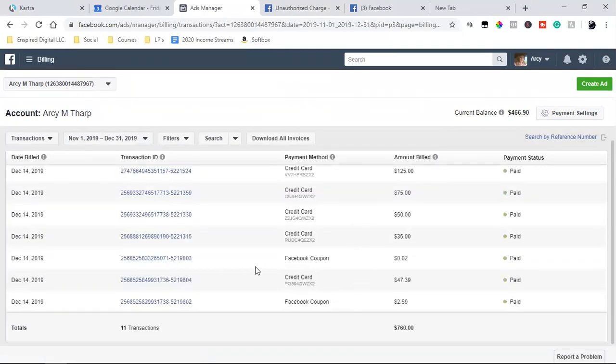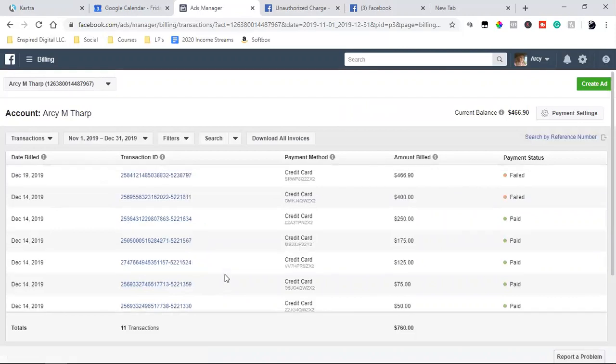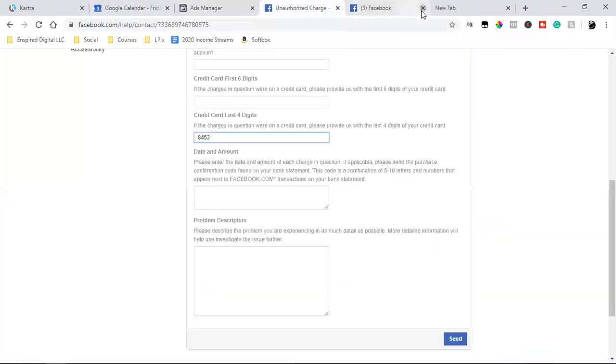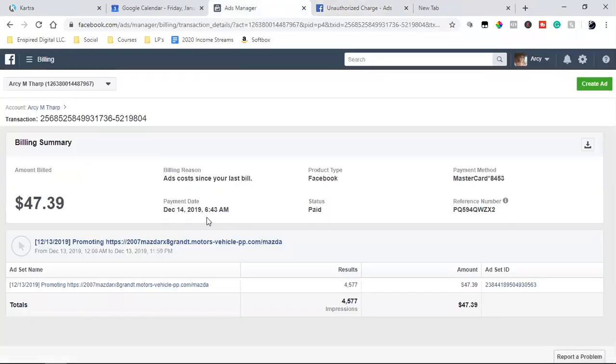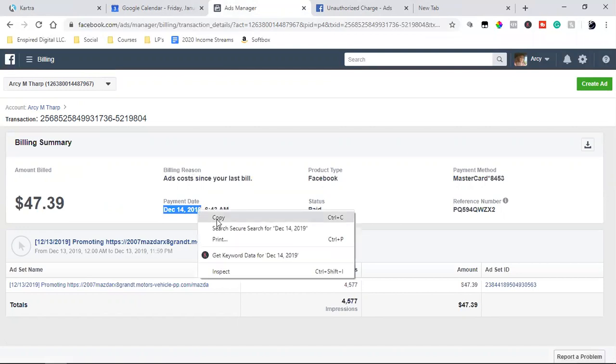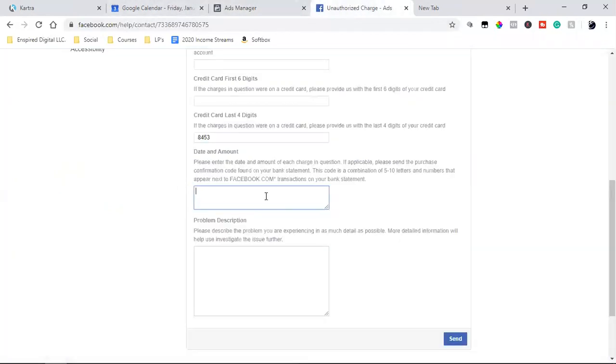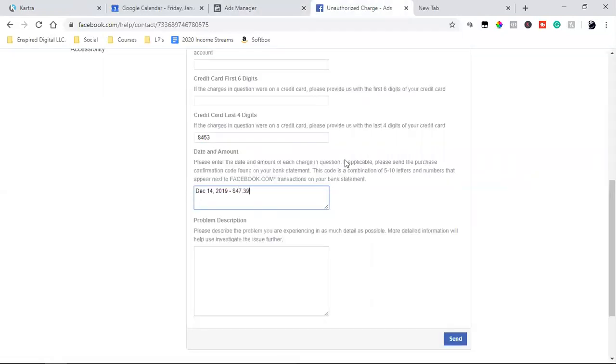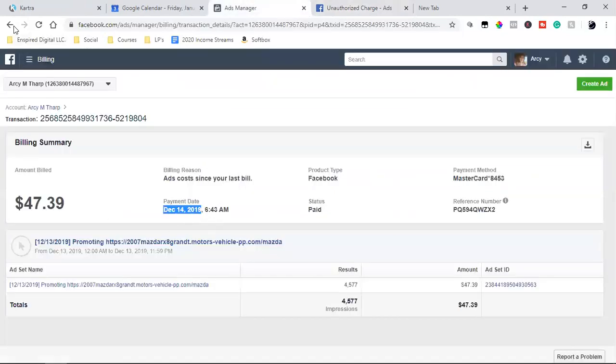Okay, so it's all of these transactions right here. Maybe I thought I had started seeing them like the last days of November, but maybe it was the first days of December. I don't know. Please enter the date and amount. Okay, so the date, and then the amount was $47.39. Okay, and then the next one. What number is that one? What is that number? 47.39, that's the amount.